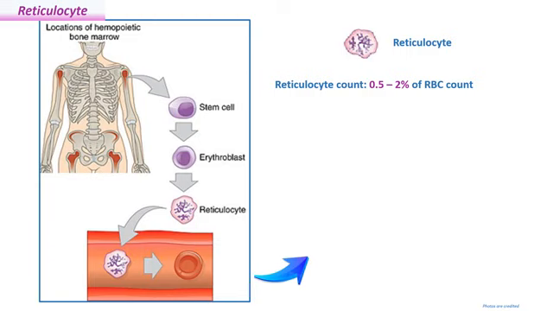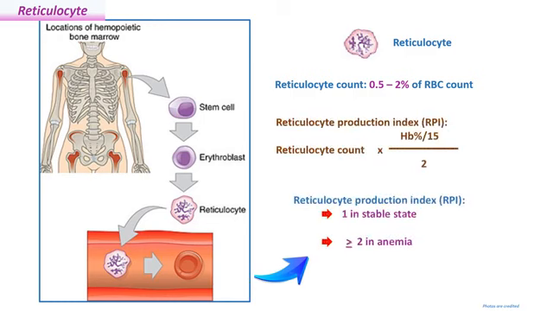But for actual calculation of the anemia patient and for anemia classification, it is better to depend upon the reticulocyte production index. How to calculate? The reticulocyte production index, that is RPI, is calculated as the reticulocyte count of the patient times the ratio of hemoglobin percent divided by 15, and divided by 2.